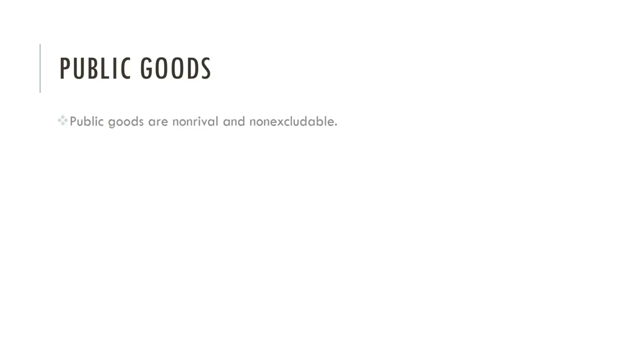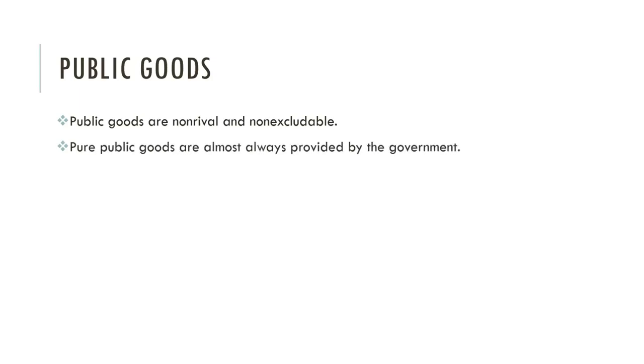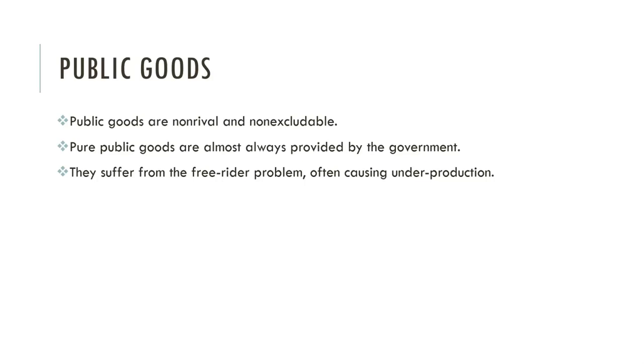And then this brings us to public goods. So these are non-rival and non-excludable. Our last example was rival and non-excludable. Pure public goods, so it's purely non-rival and purely non-excludable, are almost always going to be provided by the government. They suffer from the free rider problem, and we're going to end up with underproduction.